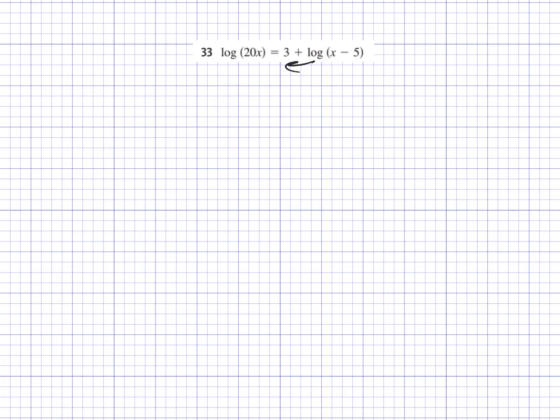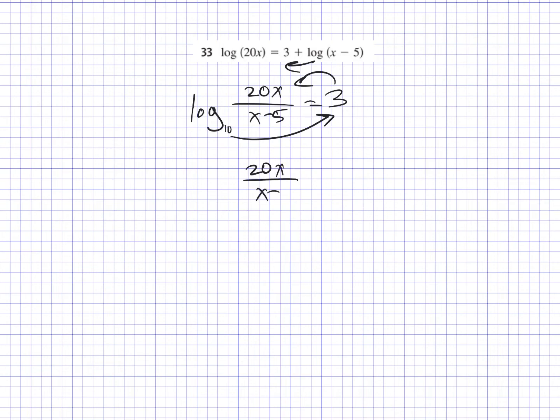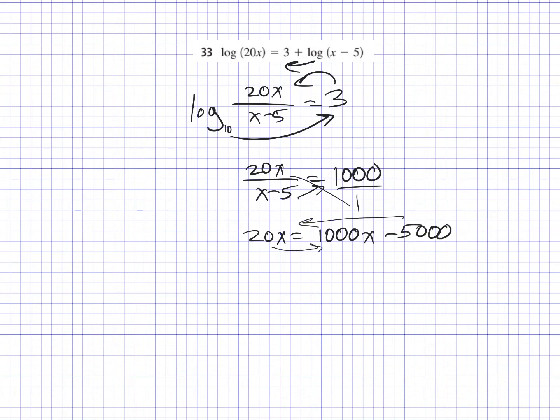Okay, we're going to subtract, which means divide. 20x over x minus 5 equals 3. This is base 10, so what do we have here? We have 20x divided by (x - 5) equals 10 cubed, which is 1,000. Okay, let's go ahead and distribute. Cross multiply, so 20x equals 1,000x minus 5,000. So we'll subtract 20x and add 5,000 on the left.